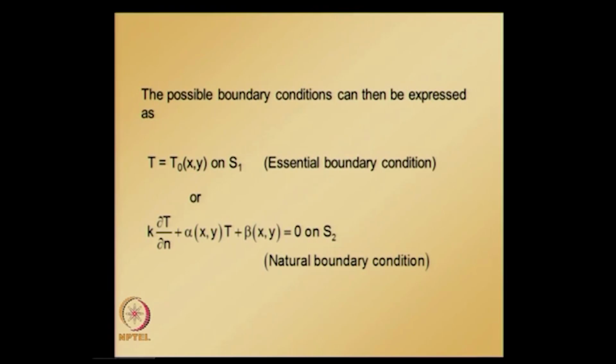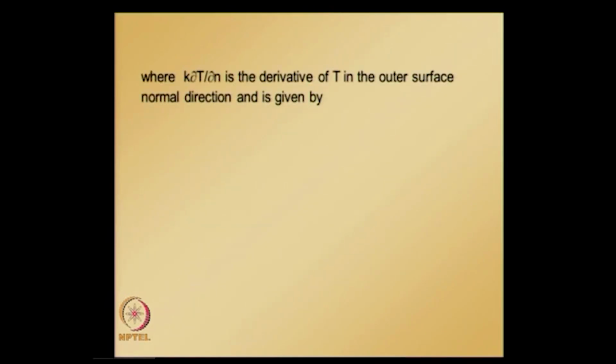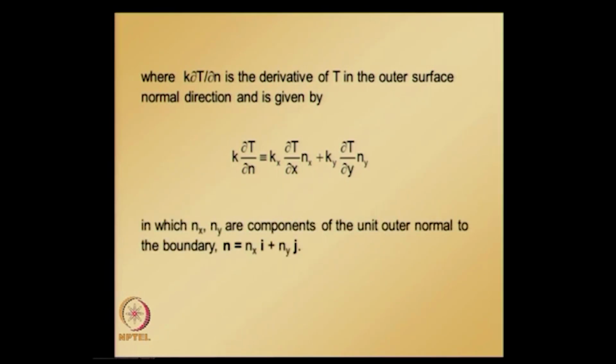and k times the partial derivative of T with respect to the unit outer normal to the boundary is the derivative of T in the outer surface normal direction, and is given by this one. This is how k times the partial derivative of the field variable with respect to the unit outer normal is defined, where nx and ny are components of the unit outer normal to the boundary, and the unit outer normal n can be written as nx i plus ny j.